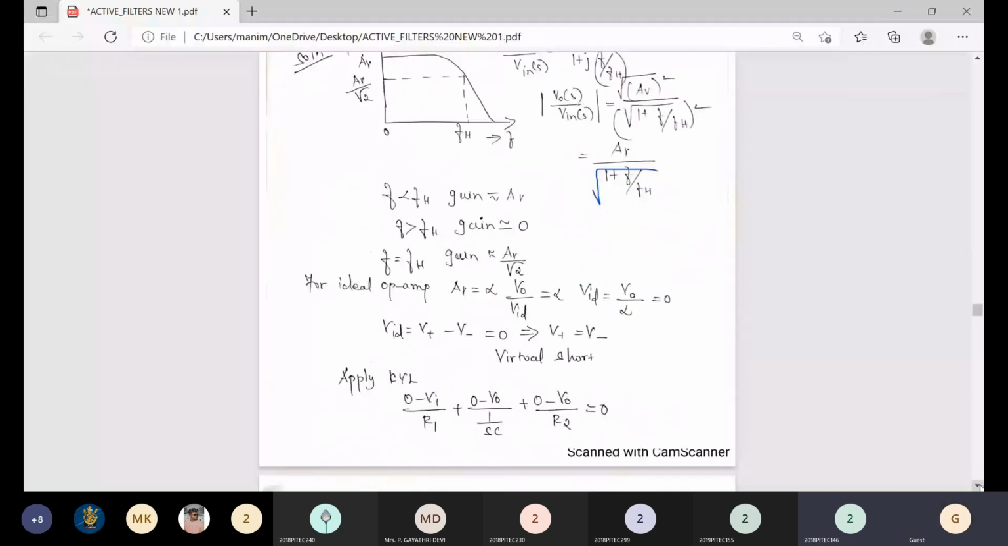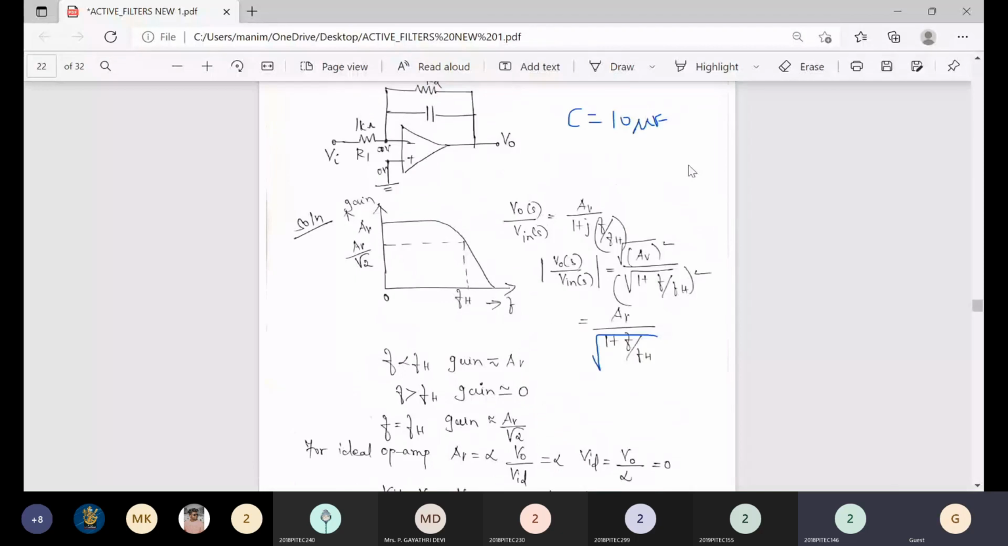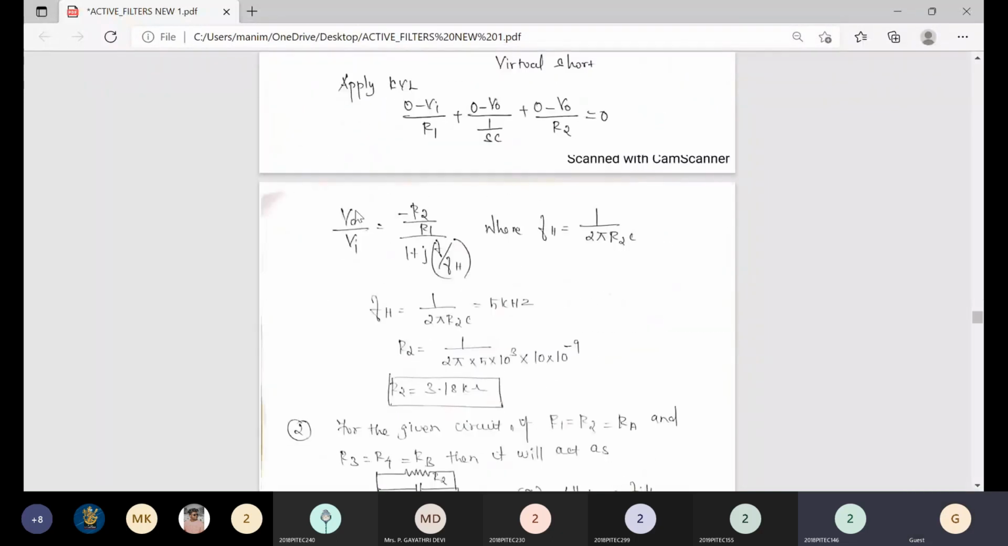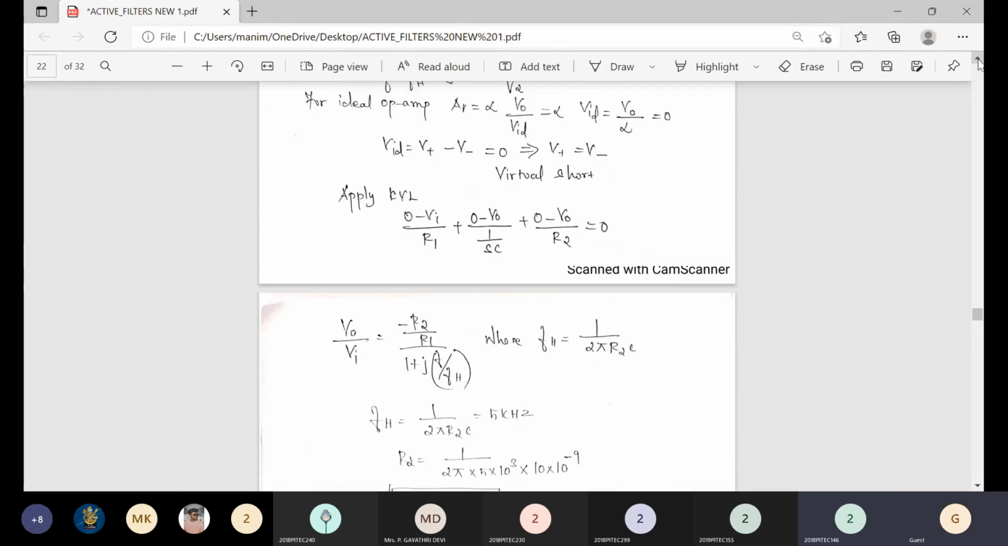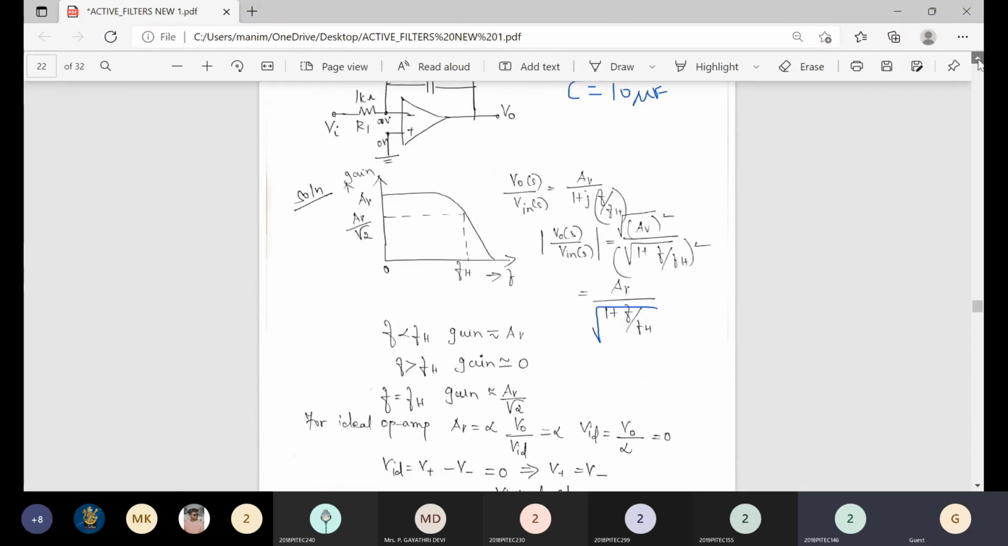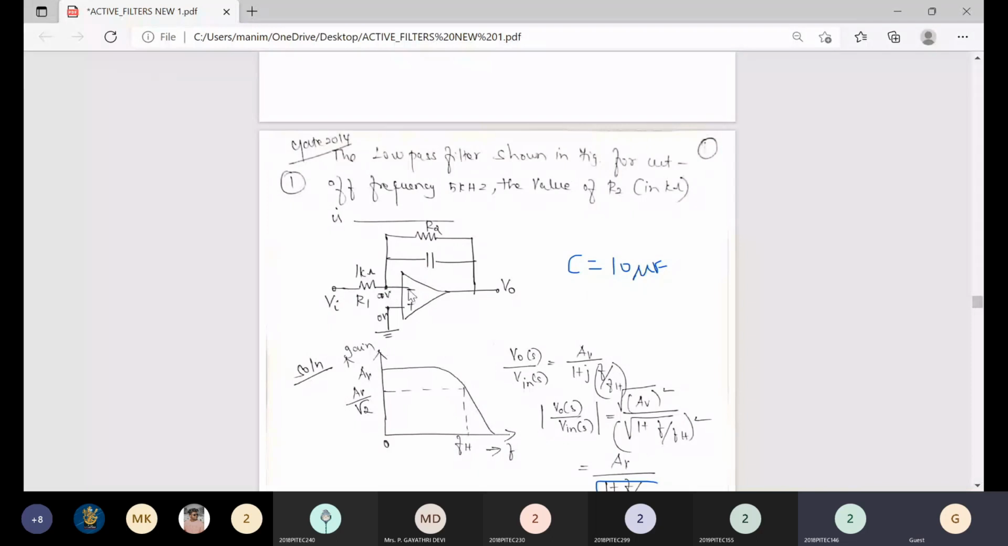Now just analyze the circuit. From that analysis we derive the equation, the cutoff frequency equation f_H, from the voltage gain. From that only we have to find the resistance value. The non-inverting terminal voltage is zero. You know that it is an ideal op-amp, so the same voltage is present at the inverting terminal also. The current flowing into the inverting terminal is ideally zero.